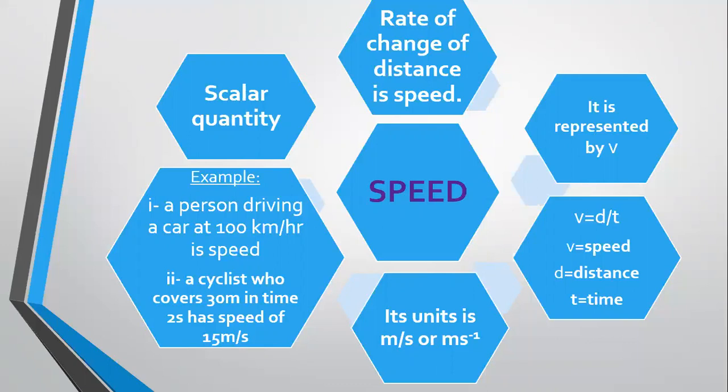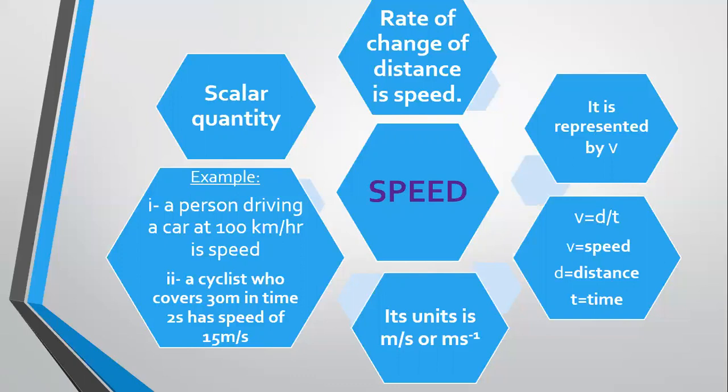It is a mathematical formula that you can use to calculate speed, where v is equal to speed, d is equal to distance, and t is equal to time. In previous classes, you might have used capital S for distance as well, which is also correct. Its unit is meter per second, or m s^-1. It is a scalar quantity because it only requires magnitude.